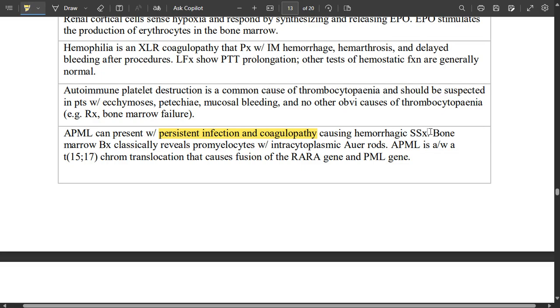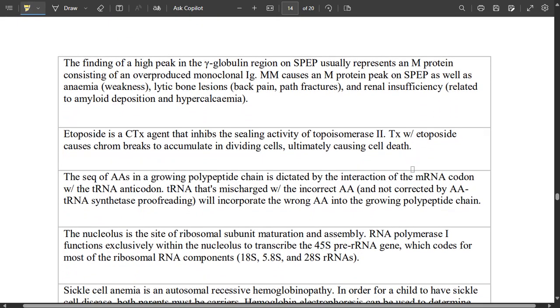Bone marrow biopsy reveals promyelocytes, therefore it is a promyelocytic leukemia, and APML is associated with a translocation t(15;17) that causes fusion of the RARA gene with the PML gene. The RARA gene from chromosome 15 goes to chromosome 17 with PML, resulting in APML.